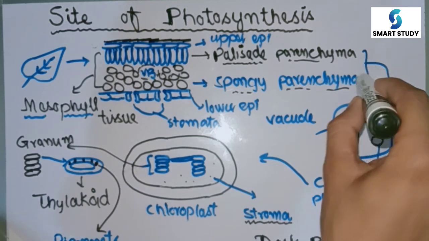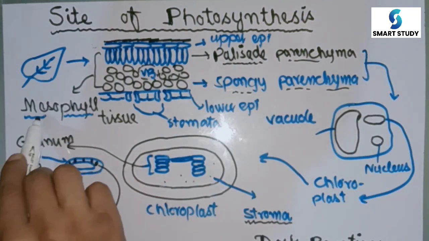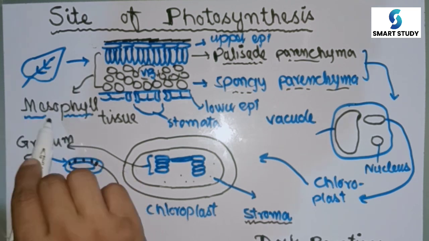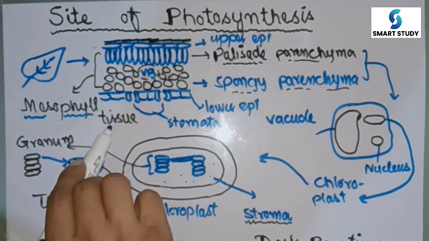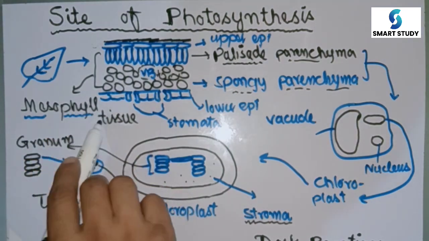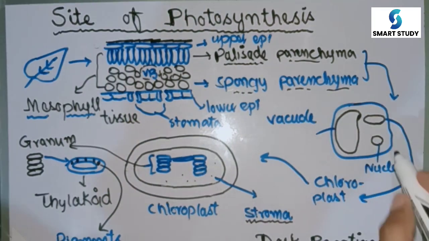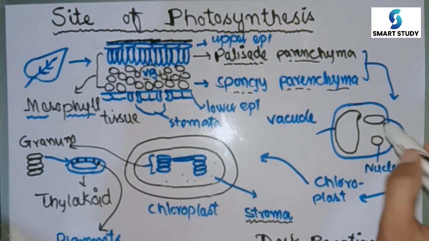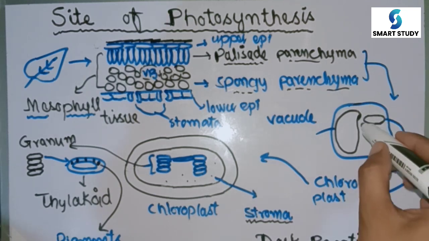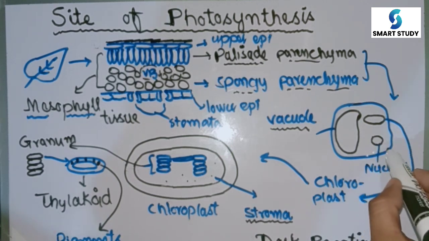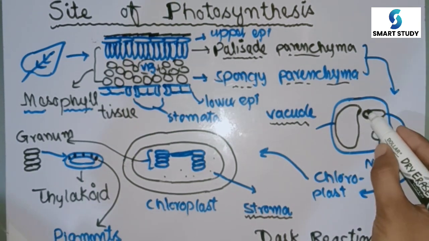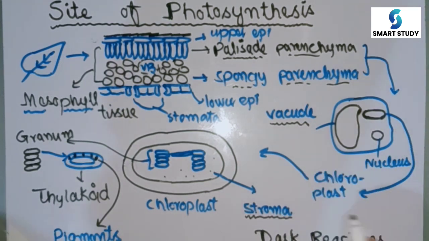These two types of cells are combinedly known as mesophyll tissue. Meso means between and phyll means leaves. It means the cells which are present between the leaf are known as mesophyll tissue or mesophyll cells. These mesophyll cells are responsible for photosynthesis. So this is a structure of a mesophyll cell. Inside of a mesophyll cell we can find a big vacuole, a nucleus, and a double membranous structure known as a chloroplast. This is the structure which is responsible for photosynthesis.